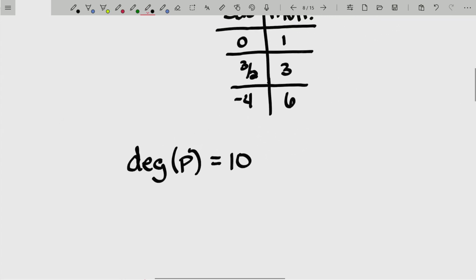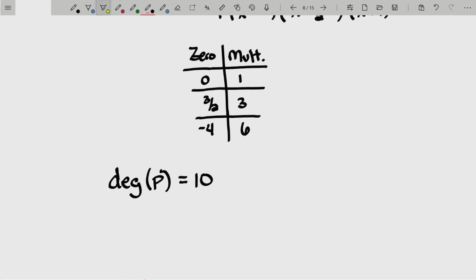Another way you could quickly find the degree of the polynomial is to add the multiplicities of all the zeros. It's the same thing. So I build the table to showcase the zeros and their multiplicities so that I can also quickly state the degree of the polynomial. That will be very powerful and helpful for us later on.